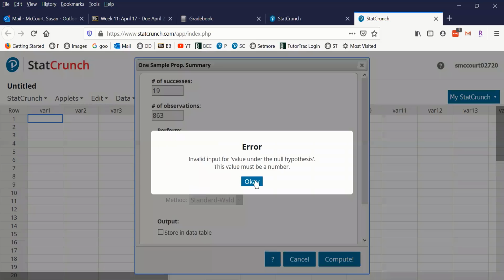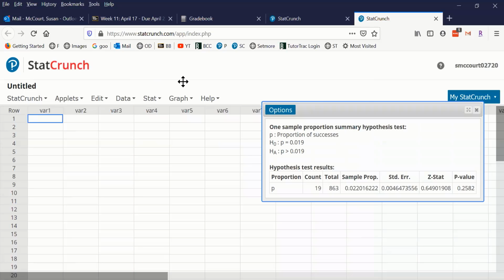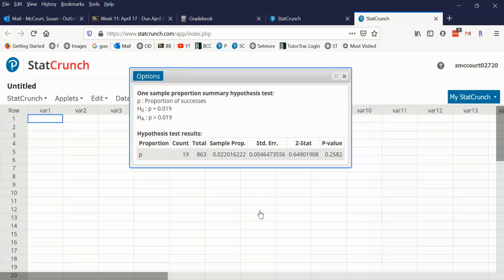And, oh, something's messed up. Oh, I put 2 decimal places. Compute. So it repeats what our hypothesis test was. You can look at your sheet, make sure you typed it in right.